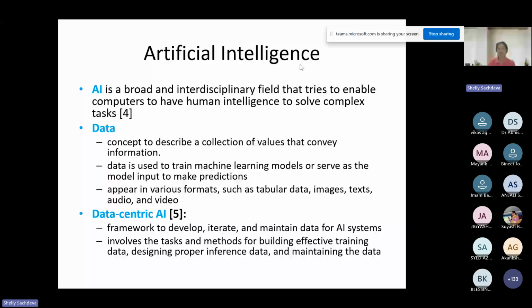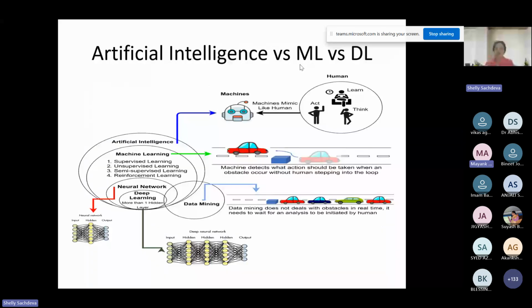So this is the example that I was talking about. If I consider the bigger umbrella as artificial intelligence, these are the machines, and these machines will mimic the human. On what the human can do: a human can learn, a human can think, and a human can act. So whatsoever we have programmed inside that machine will behave and will try to mimic a human. That is the terminology artificial intelligence.